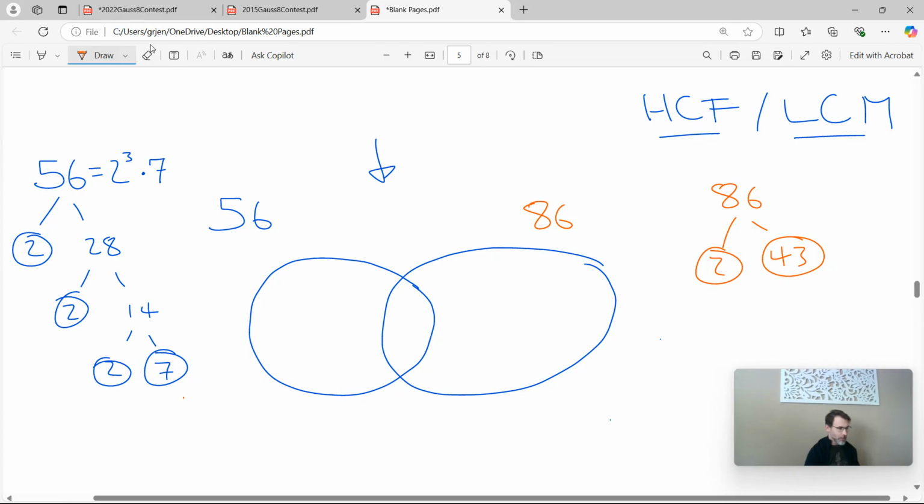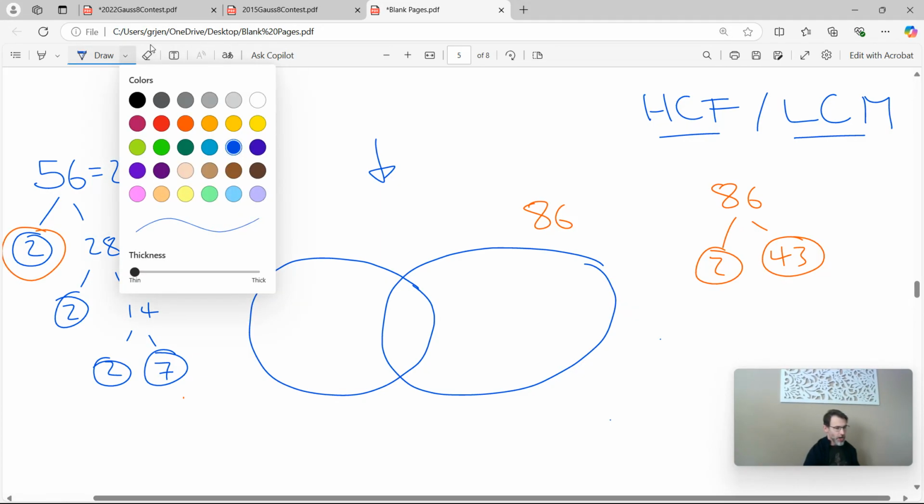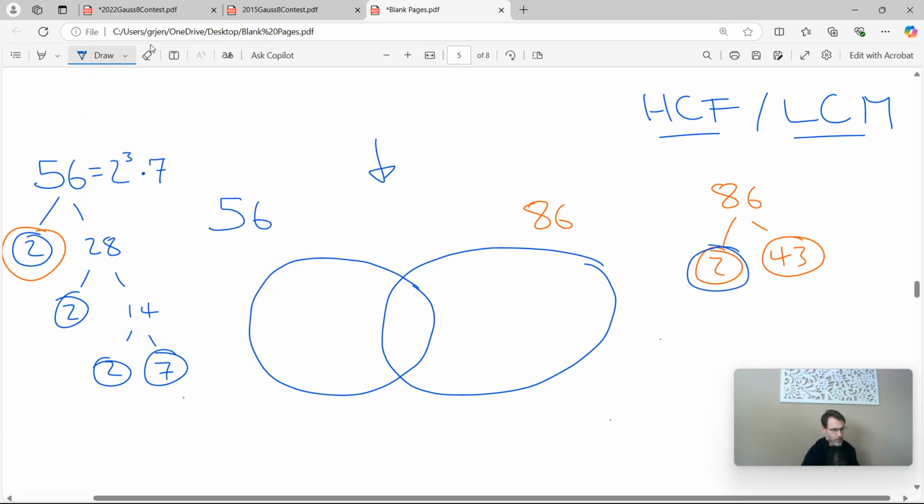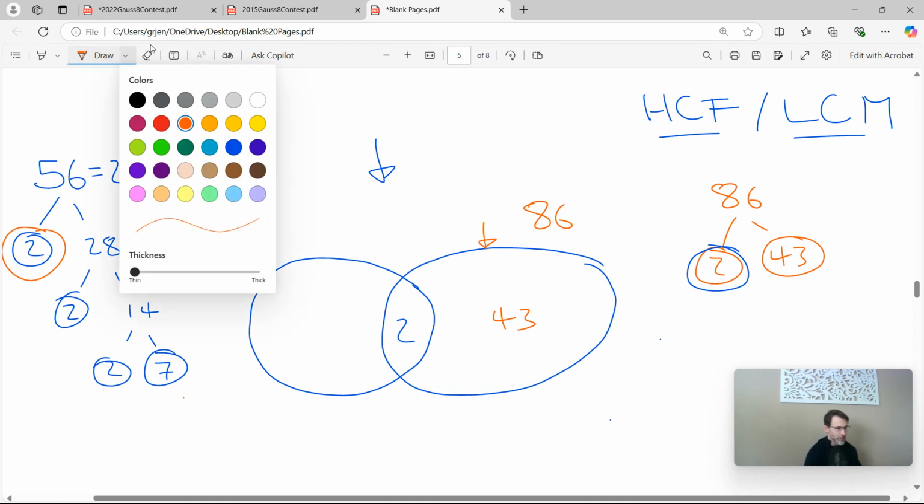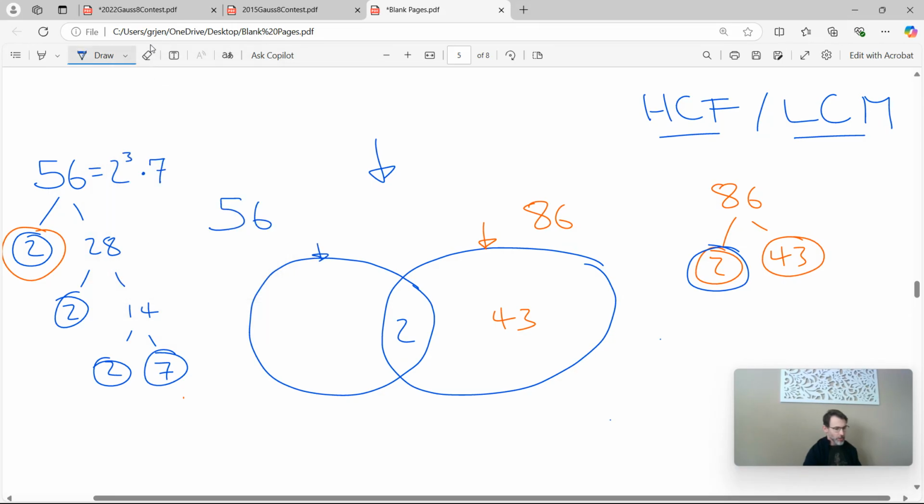The next step is to recognize that this 2 is shared between the two numbers. They share that, so put that in the middle of the Venn diagram. Then we're going to fill in the rest of the diagram with whatever else we need. So we need a 43 over there so that all the factors inside that circle multiply to 86. And over here, we're going to need another two factors of 2, or 4, multiplied by 7. That makes this whole circle multiply to 56.